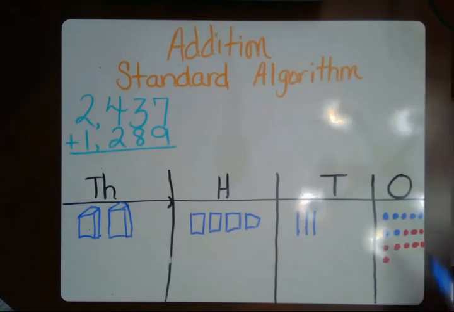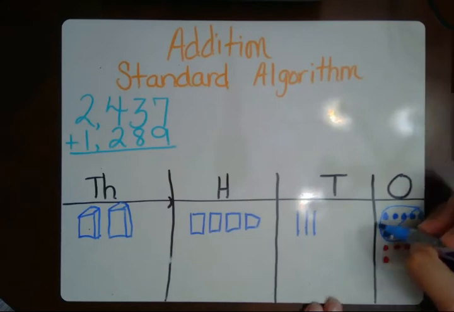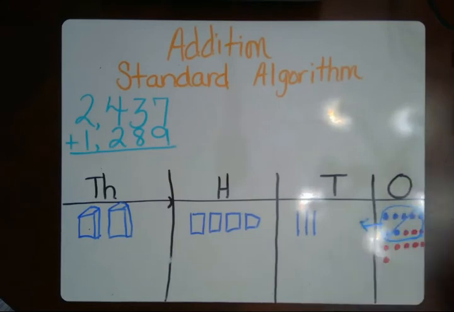So I'm going to take 1, 2, 3, 4, 5, 6, 7, 8, 9, 10 away, and I'm going to trade it in for a tens rod. I'm going to add a 10 rod in there. So now I want to see how much I have left. I have 1, 2, 3, 4, 5, 6 left.